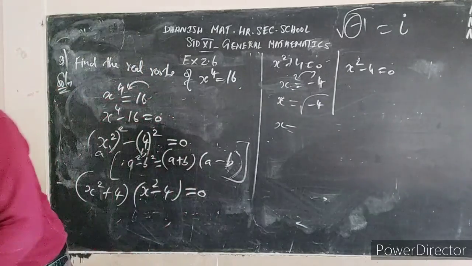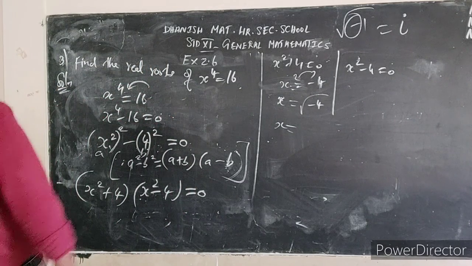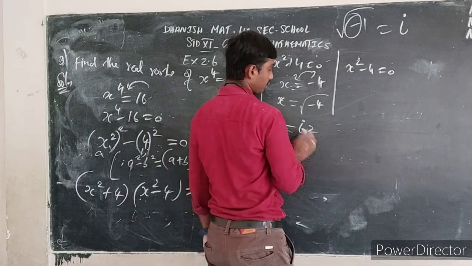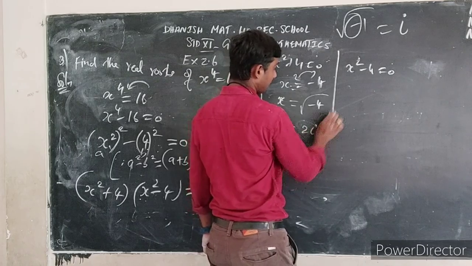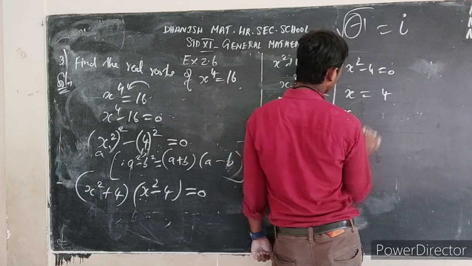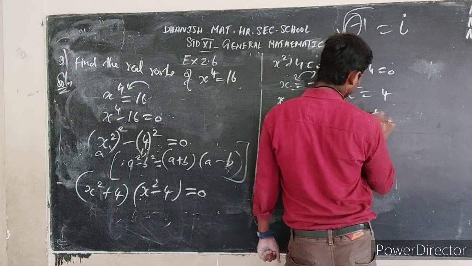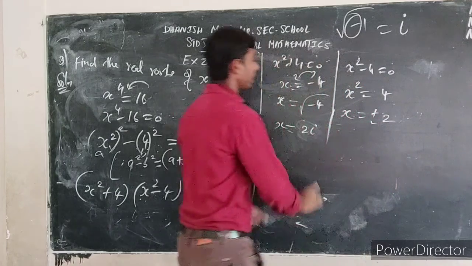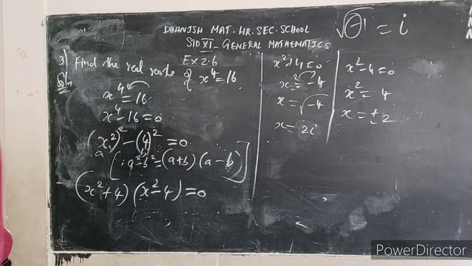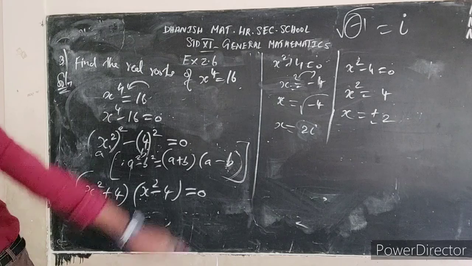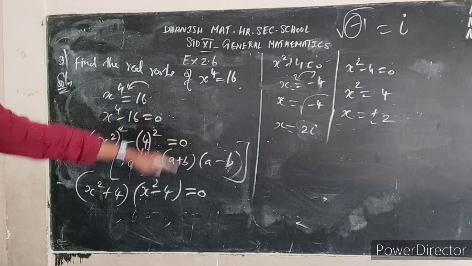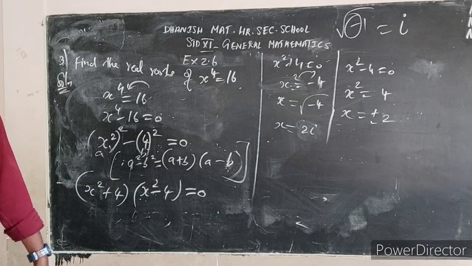What is the root here? Imaginary roots. So you have to write like this: 2i. Then, from x square minus 4 equal to 0, x is equal to plus or minus 2. So first we get x equal to plus or minus 2, that is as usual. Here x is equal to 2i, which is an imaginary part.